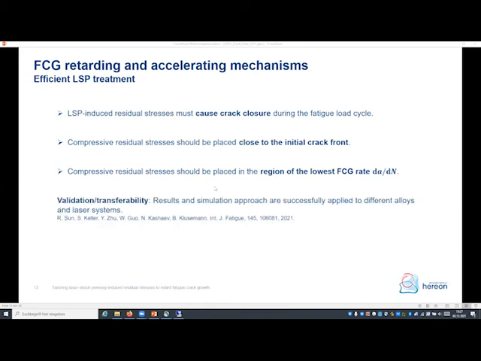And all of what I explained here was transferred to different material alloys and different laser peening systems. So this multi-step simulation scheme is transferable to different systems and materials. So this validates the general approach we chose here.